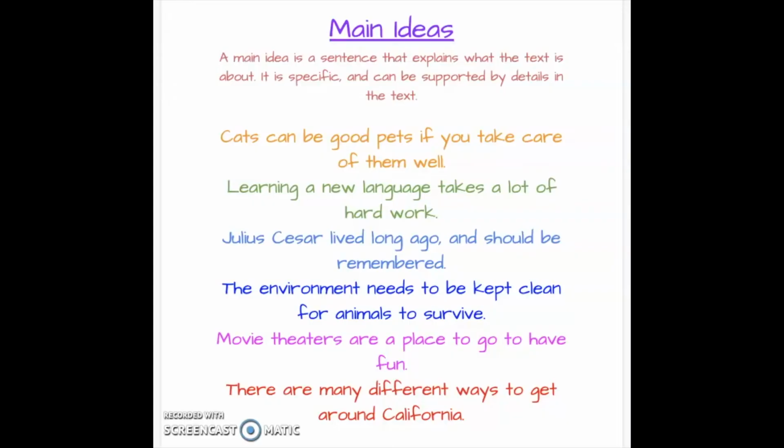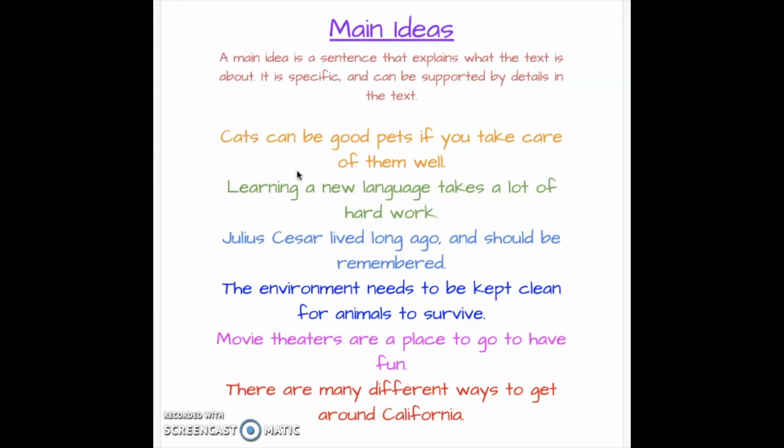Here are some examples of main ideas. As review, a main idea is a sentence that explains what the text is about. It is specific and can be supported by details in the text. So main ideas are from specific texts. It's not something that you can apply to a lot of different stories or articles or different kind of texts.